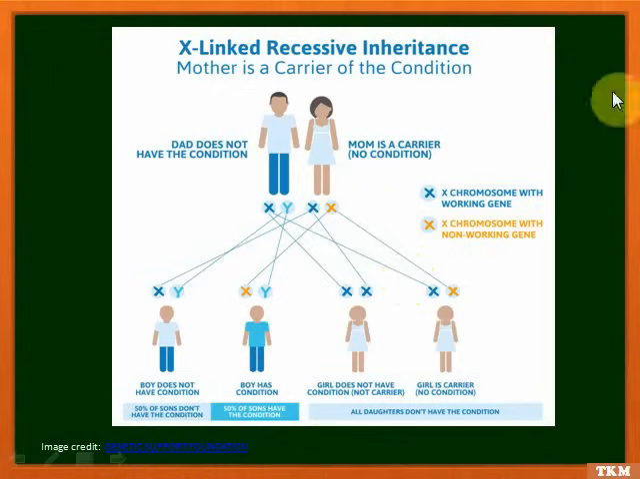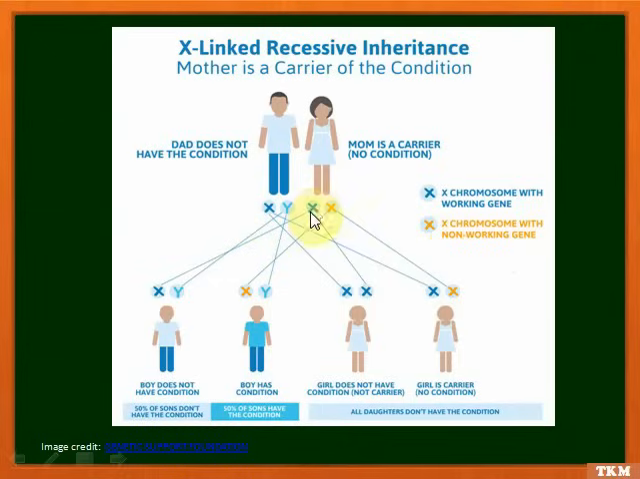As we can see in this chart, X-linked recessive inheritance, wherein the mother is a carrier of the condition and dad does not have the condition. So the mother has two X chromosomes, the dad has X and Y chromosome. This second orange color X chromosome of mother is not working, X chromosome with non-working gene, and the rest of the blue color chromosomes, they are working. So dad passes on the X chromosome to the daughters, the Y chromosome to the son.